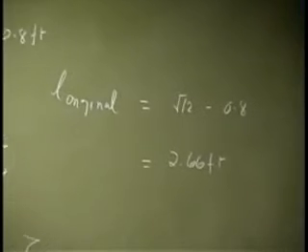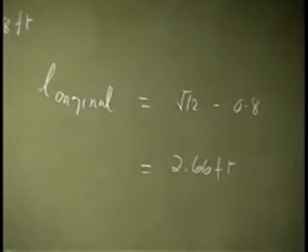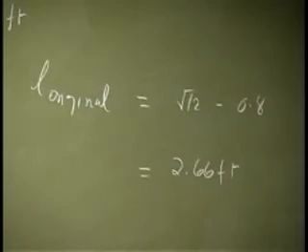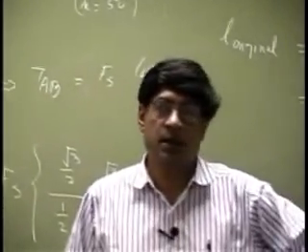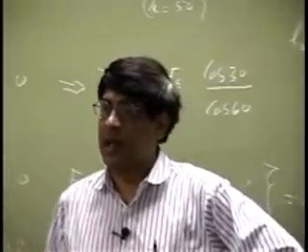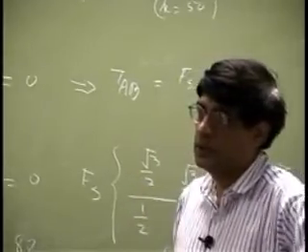So that gives you the original length for the spring, and you can see that the solution is now straightforward. You need to go through first the geometry, and then you need to go through the actual equation of equilibrium to find the elongation.